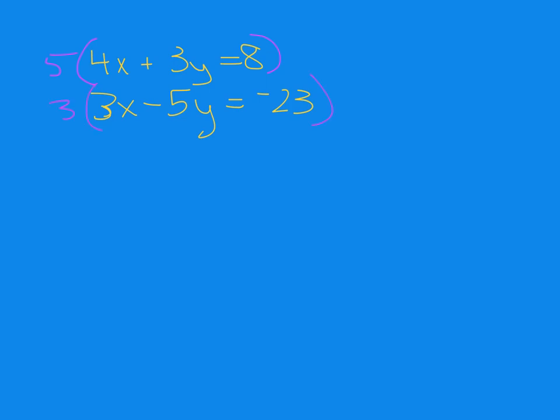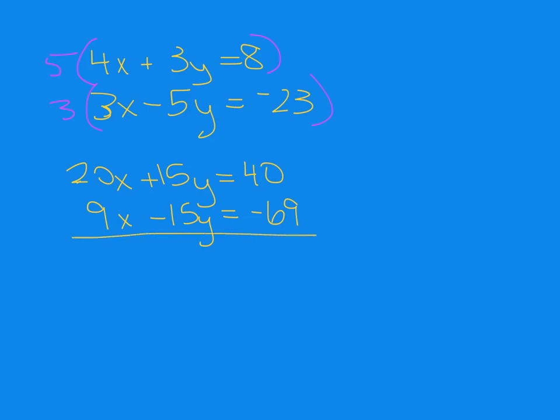Because the least common multiple for a 3 and a 5, as we see right here, this 3 and this 5, the least common multiple is 15. So how do I get 15? I need to multiply this 3 by 5 and this negative 5 by 3. So when I do that, I'm going to write my new equations down here. I would get 20x plus 15y equals 40. And for the second equation, I would get 9x minus 15y equals negative 69.